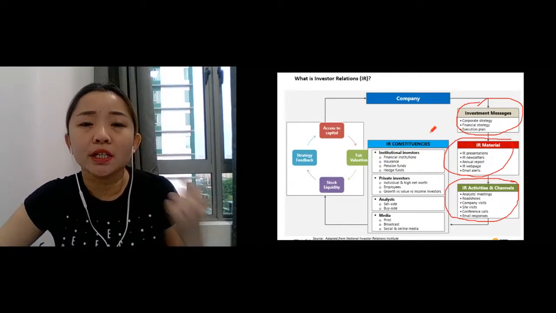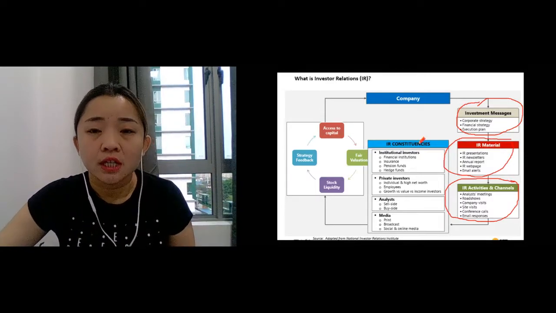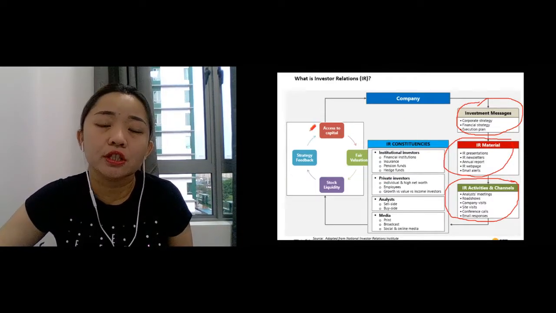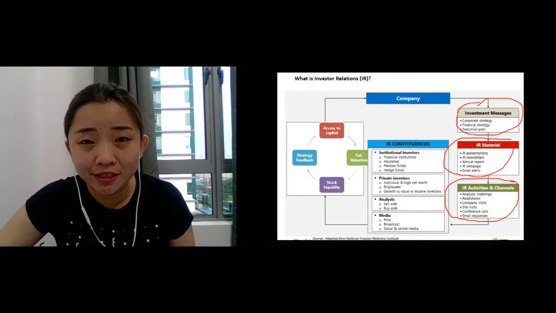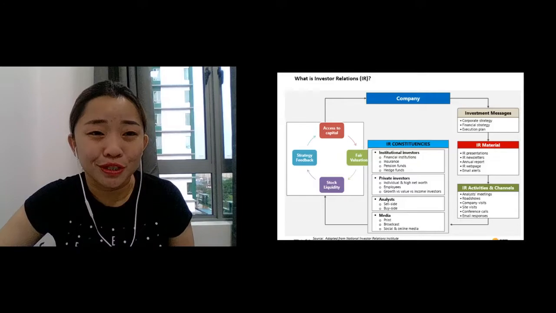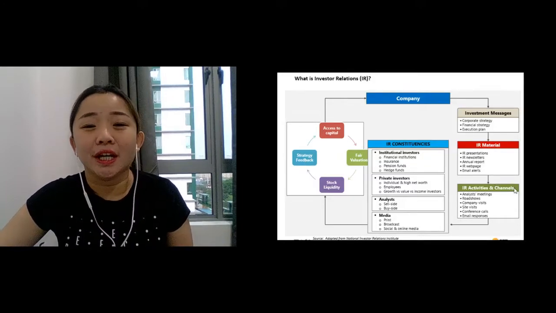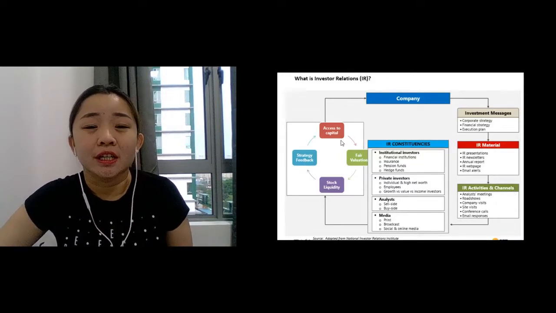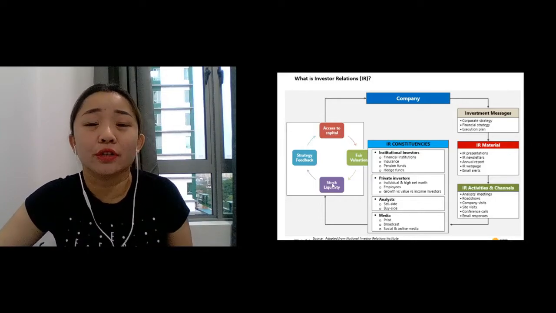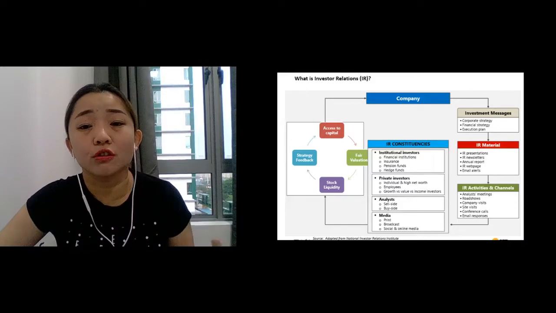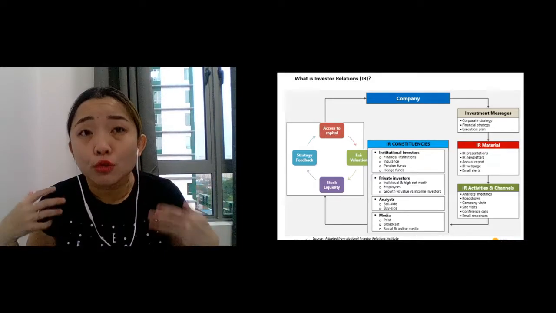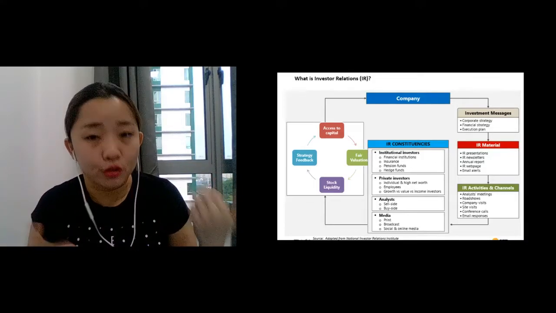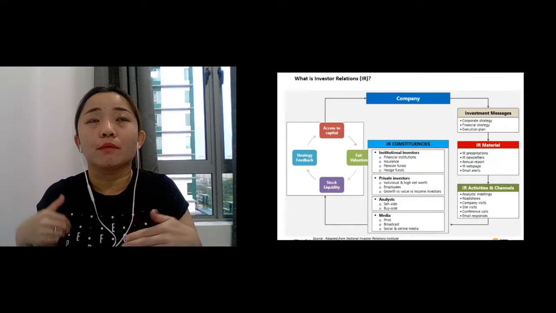Now, what is the purpose of all of this? The purpose is basically to contribute to, first of all, your investors being happy, and of course, more money contributed into your company as well. And it will lead to the circle that you see on the left side of the screen: access to capital, strategic feedback, stock liquidity, and fair valuation. Which basically means you are helping your company get more access to more money. You are getting your company a fair valuation.